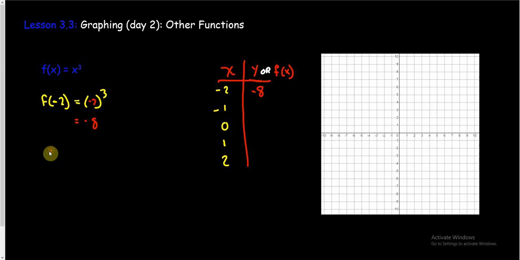If we stick a -1 in there, -1 to the third power is -1. I think we could probably do 0 in our heads. If we stick a 0 in there, that would be 0. And at some point, you should get really fast at doing these. Stick a 1 in there.